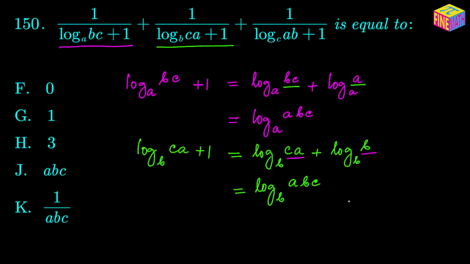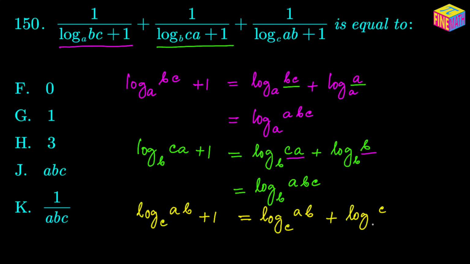Similarly, the denominator of the third term can be derived like this. We have log of A times B with the base C plus 1, and this can be written as log of A times B with the base C plus log of C with the base C, replacing the 1. From here we can write it as log of A times B times C with the base C.